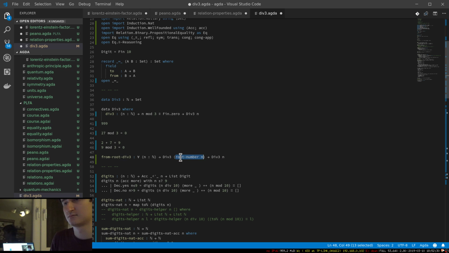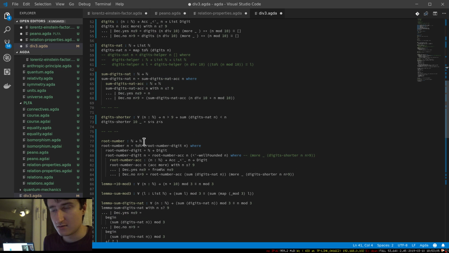The root number is a number formed by adding up the digits, for example 9 plus 9 plus 9, down to 27, and then adding the digits again, and so on, repeatedly, until the number has only one digit, in this case 9. I name this the root number. This part is important.